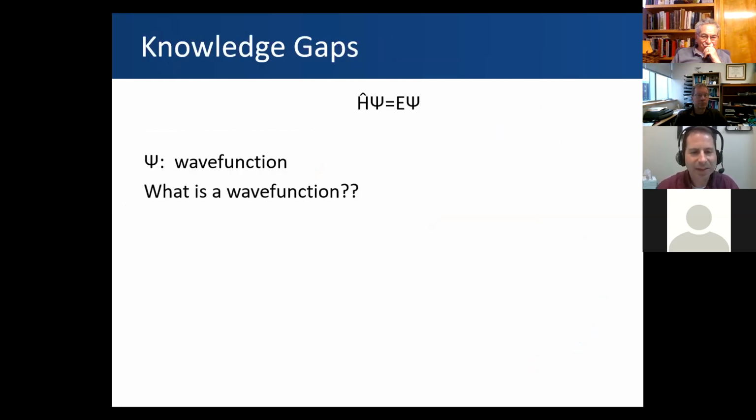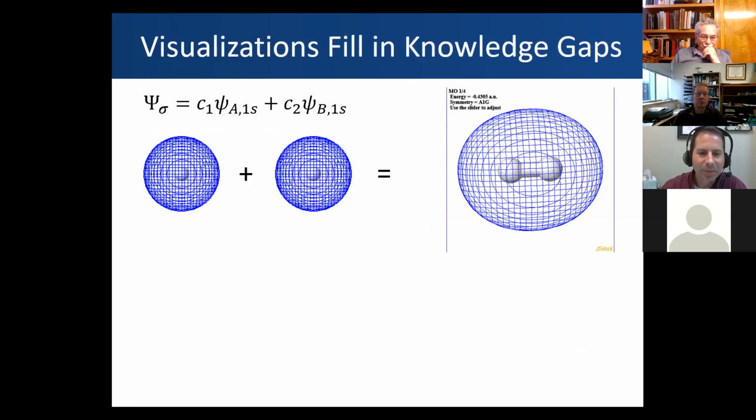Some knowledge gaps I've seen center mostly around the wave function. We teach in physical chemistry the Schrodinger equation. We have this wave function. They ask what a wave function is, and it's very difficult to explain. But when you do computations, you can actually see what wave functions look like, first of all, and then how you can constructively add or subtract them to get bonding and antibonding orbitals.